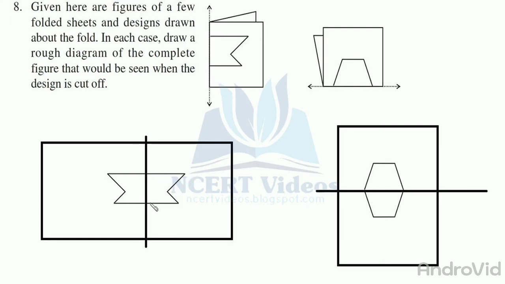So first part is shown. This was the vertical line of symmetry. So similar figure will be created. Now B part, when this paper will be flipped downwards, you will get such type of cut portion. So this was simple. Both questions were simple. You can do it practically. So this was your last question, question number 8.